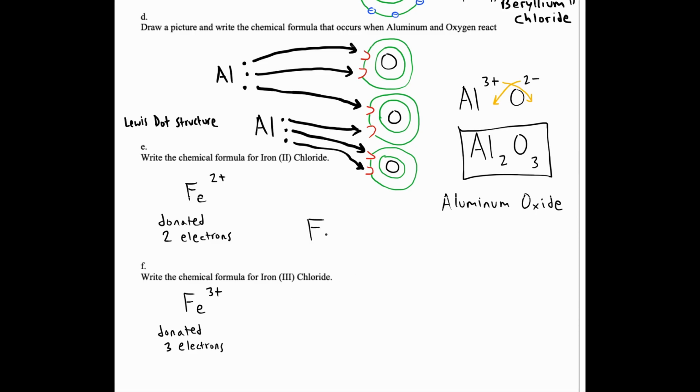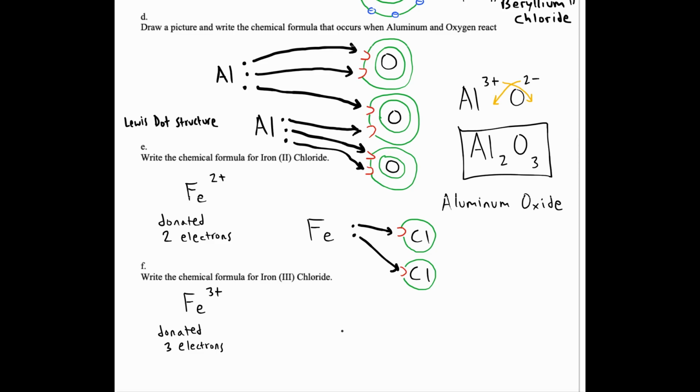So let's say we have an iron atom that wants to give away 2 electrons. Chlorine atoms can only accept 1. And so we're going to need 2 chlorine atoms to complete the puzzle in this case. That way everyone's got somewhere to go.